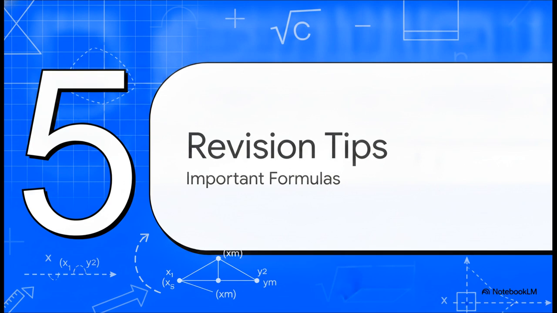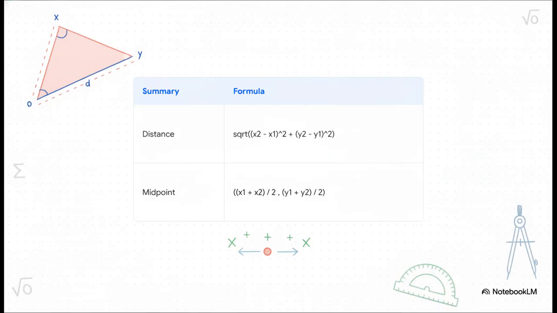And finally, section 5, formulas and revision tips. If you take absolutely nothing else away from this explainer today, it should be these two golden formulas right here. These are the tools that completely unlock Chapter 7. Honestly, I'd highly recommend pausing the explainer right now and grabbing a screenshot of this for your final exam revision. For distance on a slanted line, just remember the square root formula, which, like we saw, is really just Pythagoras in disguise. And for the midpoint, remember you're simply finding the average. Add the x's and divide by 2, then add the y's and divide by 2.